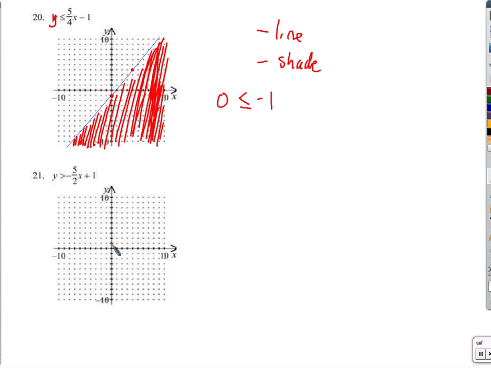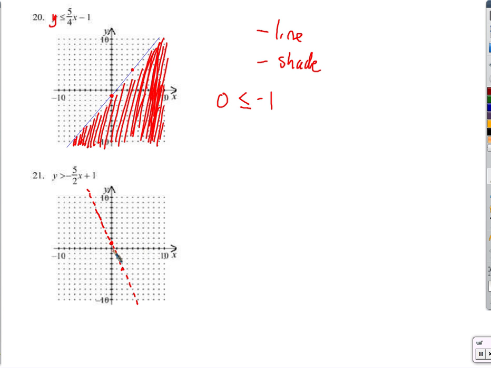Here I have a y-intercept of 1, a slope of negative 5 halves, so we go over 2 and down 1, 2, 3, 4, 5. Now this inequality doesn't have the equal to part, right? So points on the line make both sides equal, and that's not okay, because there's no equal to. So we do not include points on the line. So we'll make a dotted line.